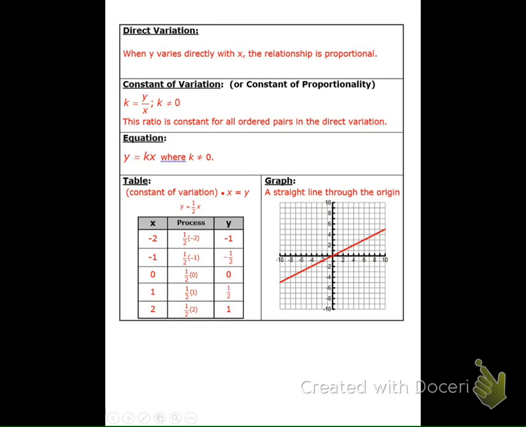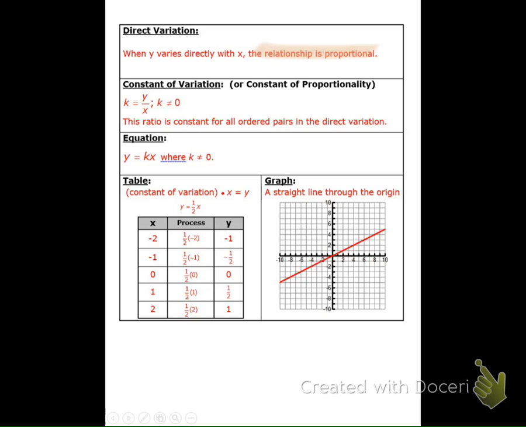Alright, so now that we've refreshed on what proportional and non-proportional are, we're going to have some different terms for that this year as we get closer to algebra, and we're going to start talking about direct variation. Direct variation means the relationship is proportional. So anything that was true for a proportional relationship is also going to be true for direct variation.